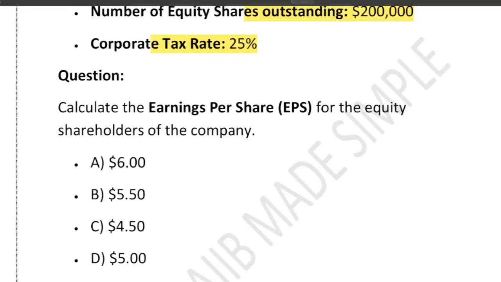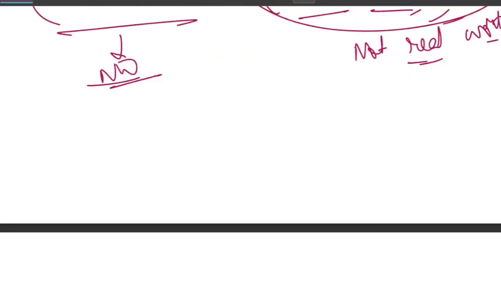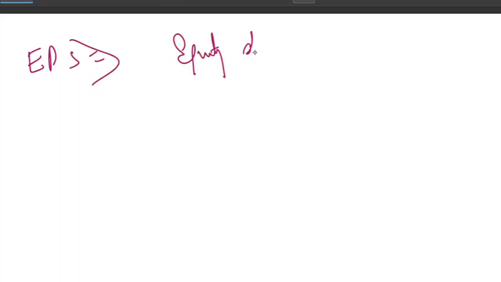You have to compute EPS for the equity shareholder of the company, and 4 options have been given. See, what is the meaning of EPS? Let's understand. Earning per share. So how much profit does one equity share get? That's called earning per share, right? So we have an equity share, right? So how much profit does it get? That is what we call EPS.